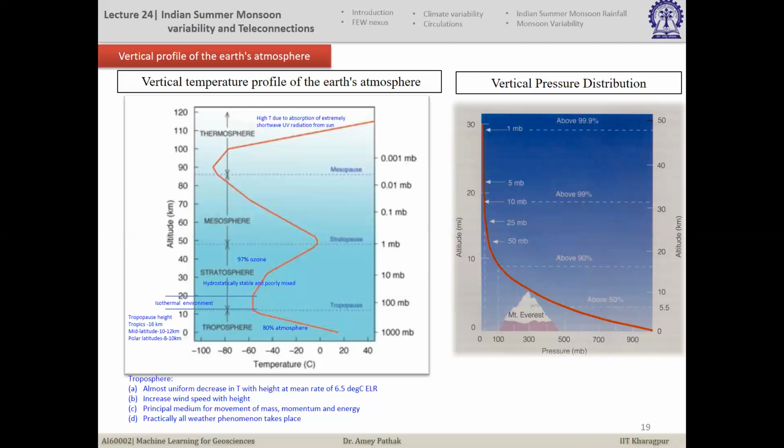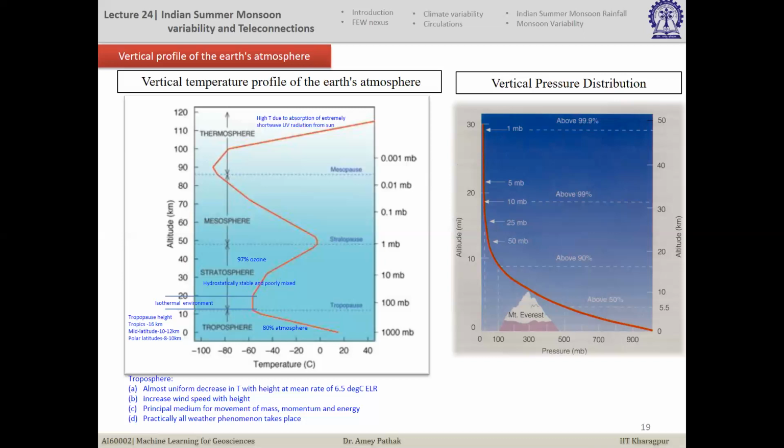Another interesting thing about the stratosphere is the presence of ozone. It has around 97% of the Earth's ozone. In the last class, we saw how ozone formation takes place. The atmosphere receives ultraviolet radiation from the sun, and the oxygen molecule gets disintegrated into oxygen atoms, which combine with molecules of oxygen in the presence of UV rays, and ozone gets formed. It's a buffer layer that protects us from harmful ultraviolet radiation coming from the sun.